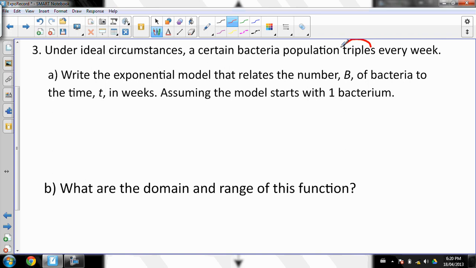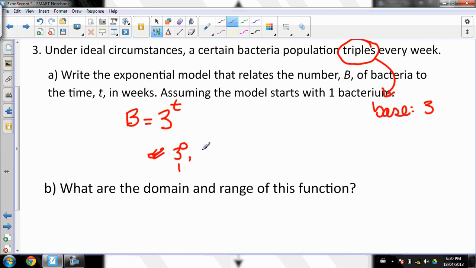So if it triples every week, that means that every week I'm multiplying by 3. This is my base. So the total number of bacteria is 3 to the power of t. Because at 0 weeks, I have 1 bacterium. So at 0 weeks, I have 3 to the 0, or 1. At 1 week, I have 3 to the 1, or 3. At 2 weeks, I have 3 to the 2, or 9. Right? And you could go on with that. This is just to show you. This is your equation.